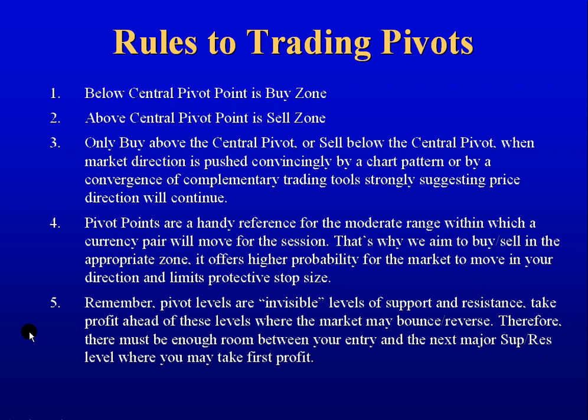As well, we want to use it to establish our protective stops and our limits for profit. Keep in mind that pivot levels are what we call invisible levels of support and resistance. So take profit ahead of these levels where the market may bounce or reverse. And we have to leave enough room though to account for the spread for our stops and our limits ahead of the major levels of support and resistance.